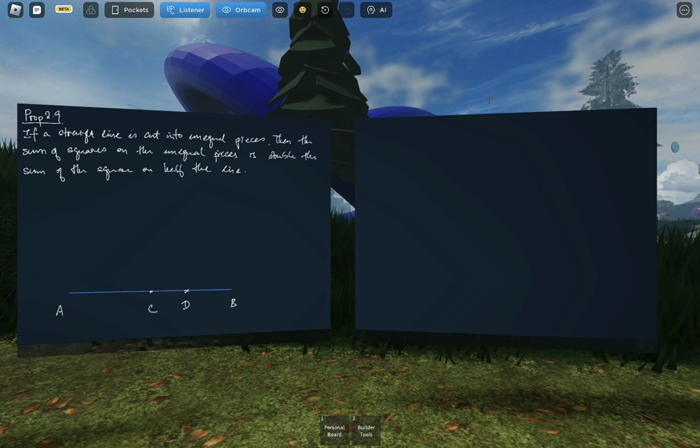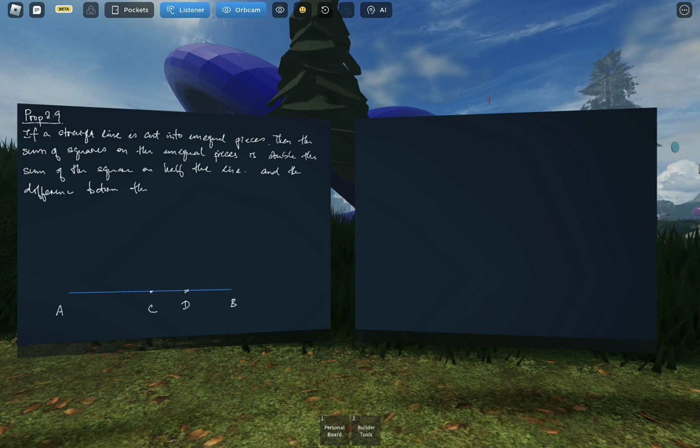The last term is a bit of a mouthful. Sum of the square on half the line and the difference between the equal and unequal pieces. So that is to say, AD minus AC.